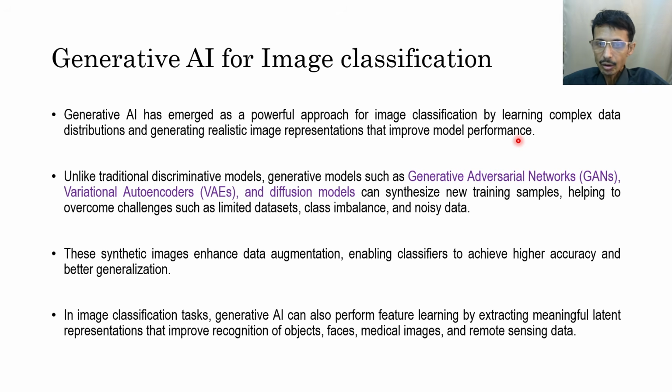So in generative AI, this feature learning tries to understand the inherent distribution of the given sample data, and by this distribution it basically tries to build this latent space or latent distributions. So it performs feature learning by extracting meaningful latent representations that improve recognition of objects, faces, medical imaging. This is one of the other important aspects.